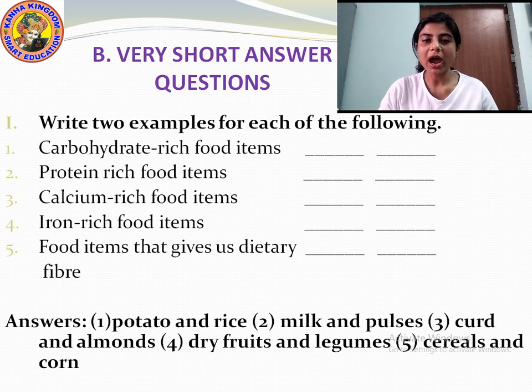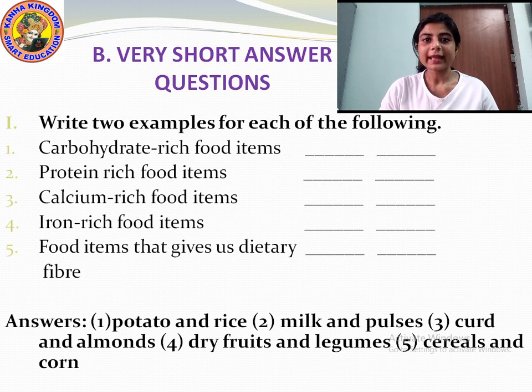P-O-T-A-T-O, potato, R-I-C-E, rice. Number two, protein rich food items. That is milk and pulses. M-I-L-K, milk. P-U-L-S-E-S, pulses. Number three, calcium-rich food items. The food that are rich in calcium. It is curd and almonds.